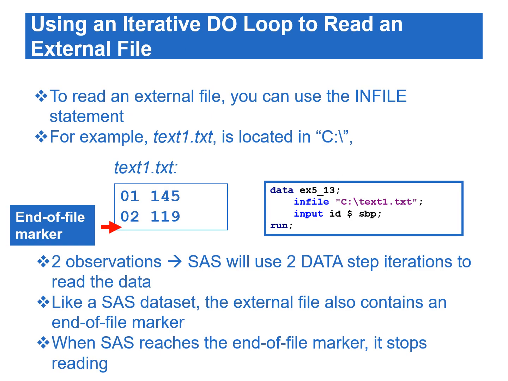Next, we are going to see an example of using an iterative do loop to read external files. To read an external file, we need to use the infile statement to identify the file location. For example, this program reads an external file, text1.txt, which is in the C drive. Since there are 2 observations in the external file, SAS will use 2 iterations in the implicit loop to read the data. When SAS reaches the end of file marker, it stops reading.